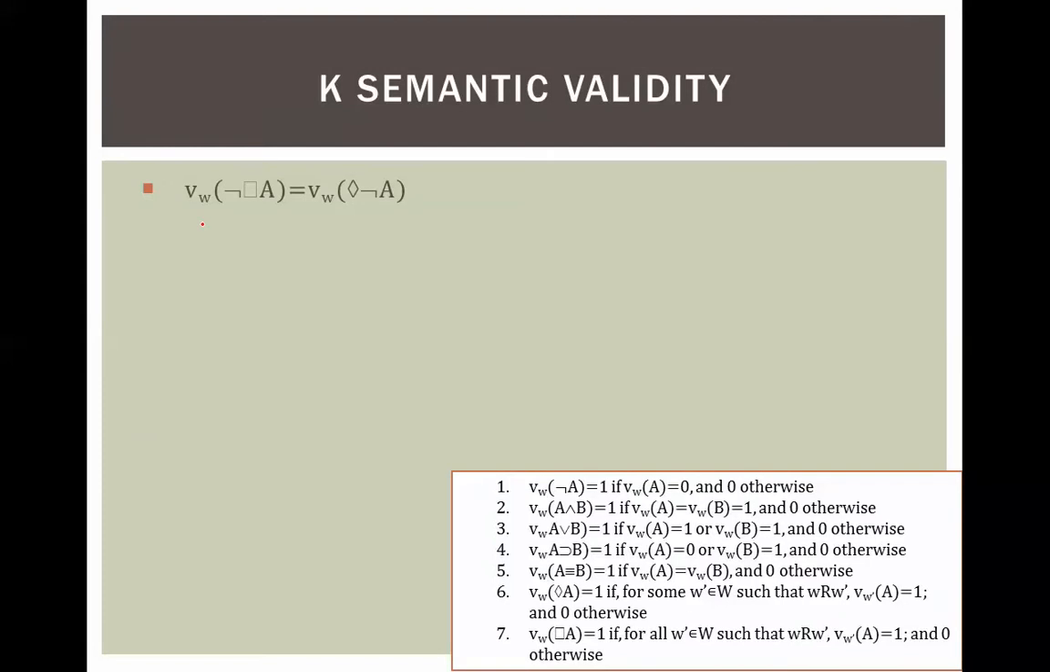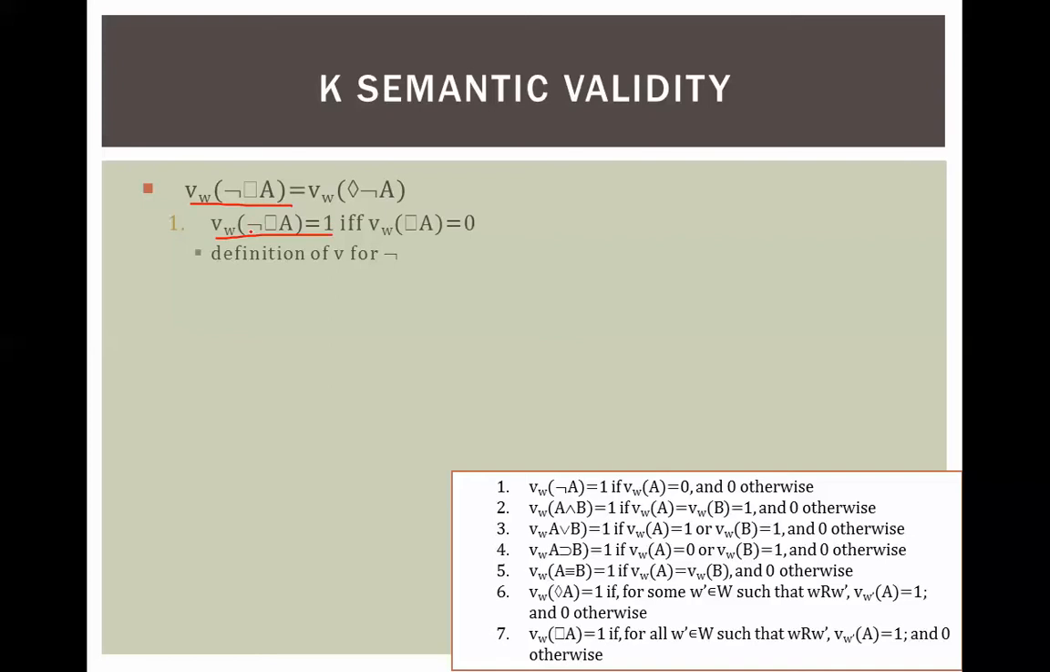Very similar proof for this one. The truth value at W of not necessarily A equals the truth value of possibly not A. And that again makes intuitive sense, because you're saying it's not the case that A has to be true if it's possibly the case that A is false. Something like that. And we're going to do the same kind of proof, right? We'll start off with this guy. That's what this is right here.